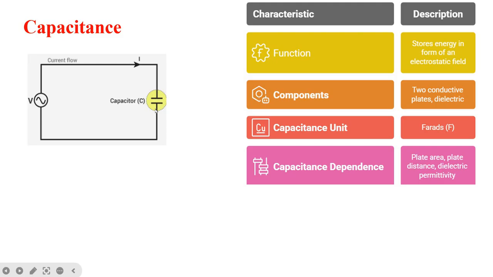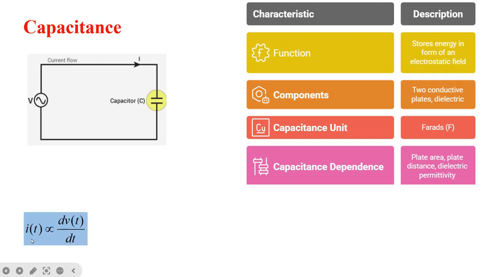Now the capacitor is made up of two components, two conductive plates and one dielectric material in between them, and the unit for capacitance is farads, denoted by capital F. The capacitance depends upon the area of the conductive plates, the distance between the two plates, and the permittivity of the dielectric material which is being used.